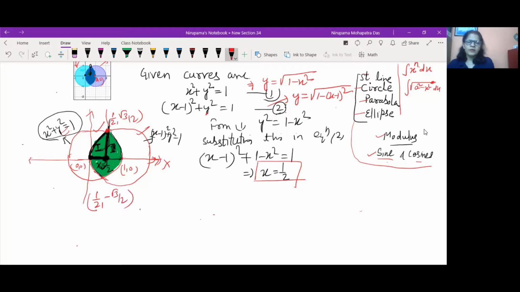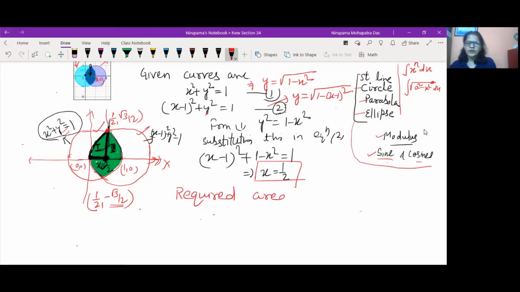Okay, but getting y is not mandatory here, because we are interested in the value of x only, because we are going to integrate y equal to f(x), a function of x. So limits of integration will be in terms of x only, right? So x equal to 1 by 2. Now next, required area. After getting the limits of integration, find the area.